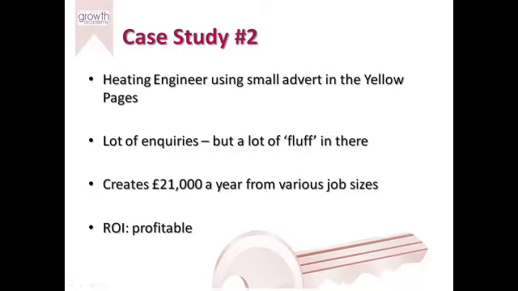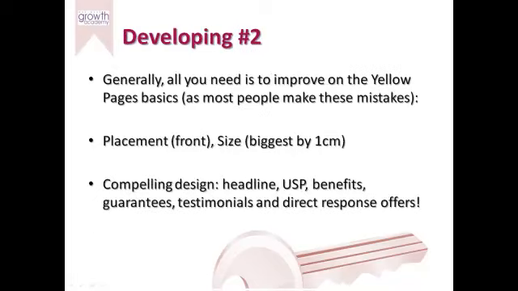Essentially, they were time wasters or people just looking for a cheap price. But basically this advert is giving you £21,000 a year from various sized jobs. So there's been some big jobs, some small jobs, but £21,000 has been generated from this one Yellow Pages advert, which cost about £1,600. So you can see the return on investment is very profitable. You're basically making nearly £20,000 profit. Now, nearly 20,000 is brilliant, but how do we make that better?